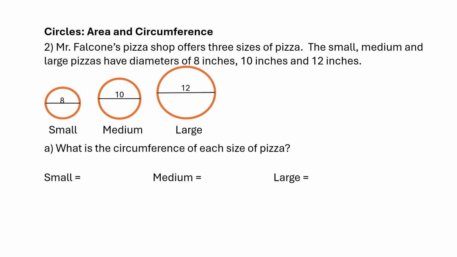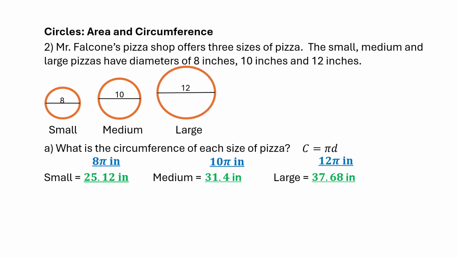Well, since we were given diameters, it's probably best to use the circumference equals pi times d formula. If I plug in my numbers, for the small pizza, I'll get 8 pi inches. If I use 3.14 to finish multiplying that out, I'll get 25.12. For the medium pizza, it's just 10 pi. Multiply it out. And for the large pizza, it's 12 pi. Multiply it out, and you're done. Not bad.